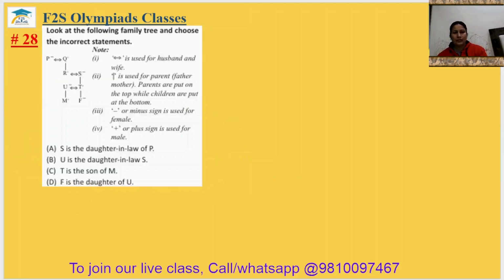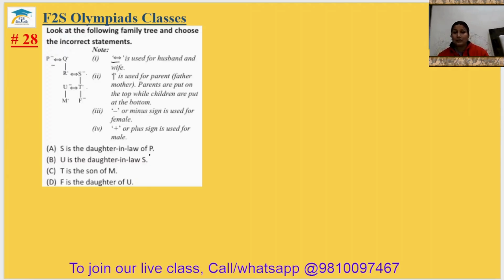Question number 28. Look at the following family tree and choose the incorrect statement. Okay? This symbol is used for husband and wife. Okay, it is here. Straight line used for the parent, father or mother. Parents are put on the top. Top will have the parents, while the children are put at the bottom. Okay. Minus sign used for female, plus sign used for male.